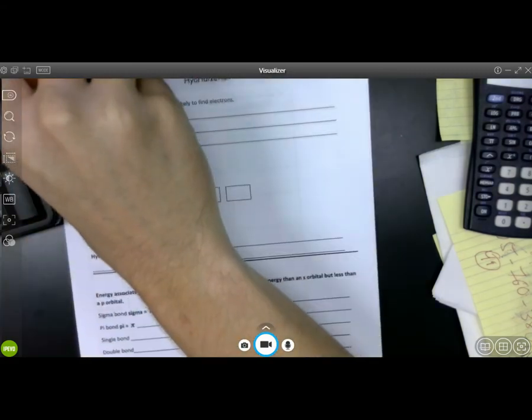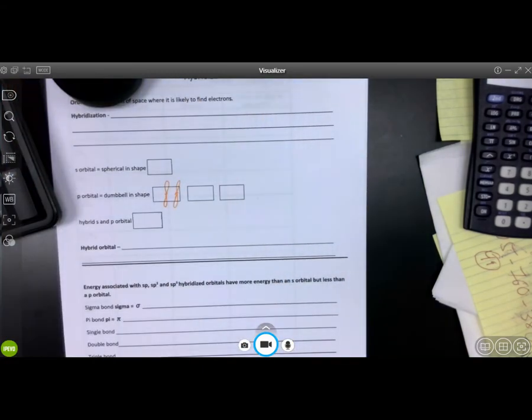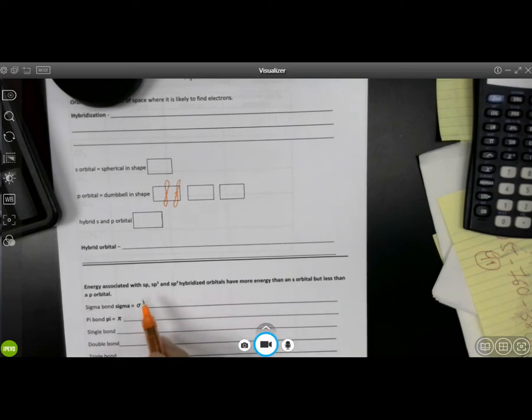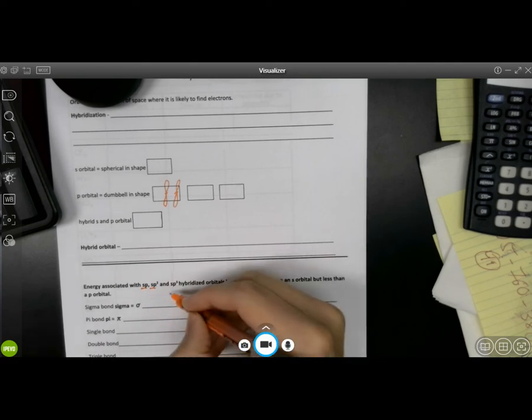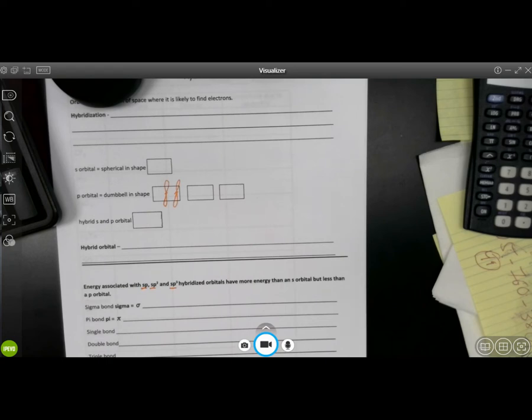Also it's typed out here that the energy associated with sp, sp2, and sp3 hybridized orbitals is more than s but less than that of p. So the hybrid orbitals fall in energy somewhere between the 2 parent orbitals. You can look at the names of these hybrid orbitals and probably guess what produced them. An sp hybrid orbital is produced when one s and one p hybridize or mix. sp2 is produced when one s and two p's hybridize, and sp3 would be produced when one s and three p's hybridize. That's all you really need to know about that.